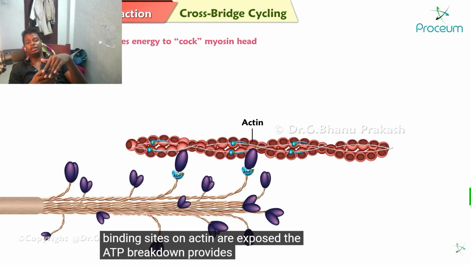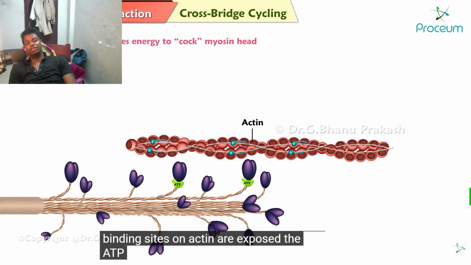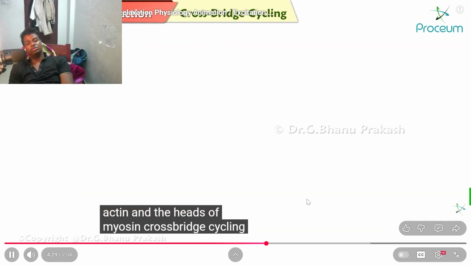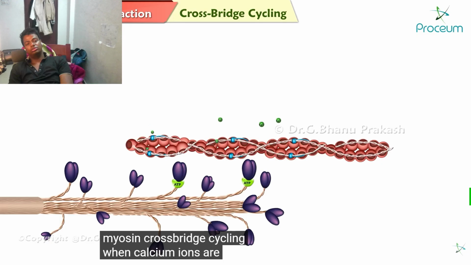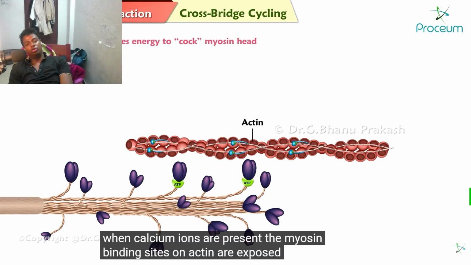Calcium was always present, and the part of the myosin filament binds with the actin filament. Till then, calcium was there. Then again calcium was there. The binding sites on actin are exposed.